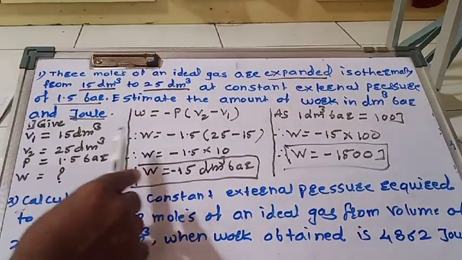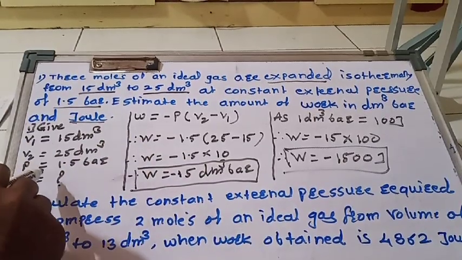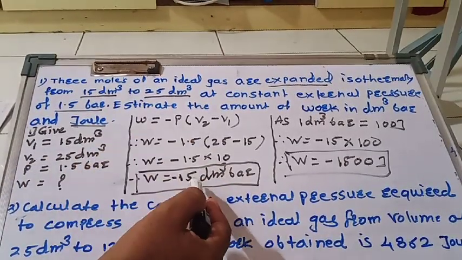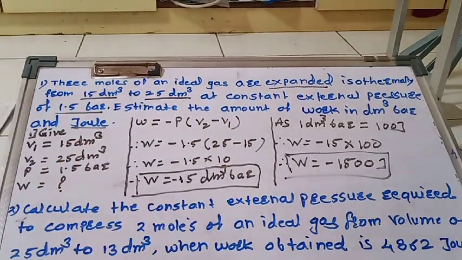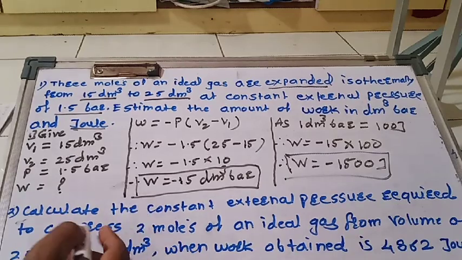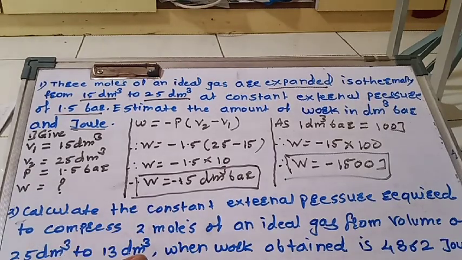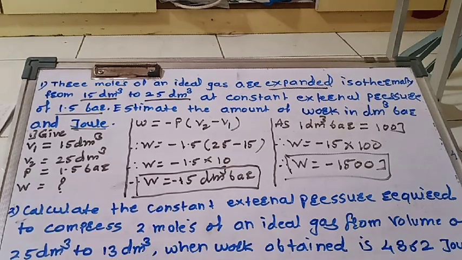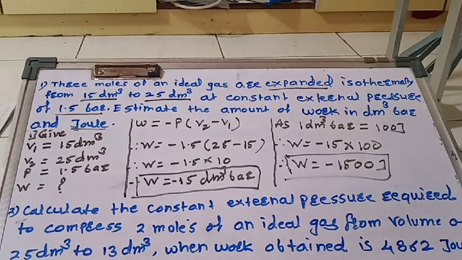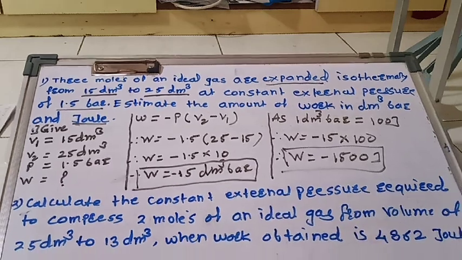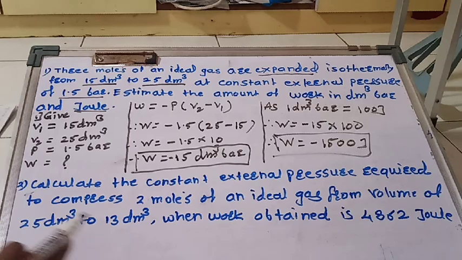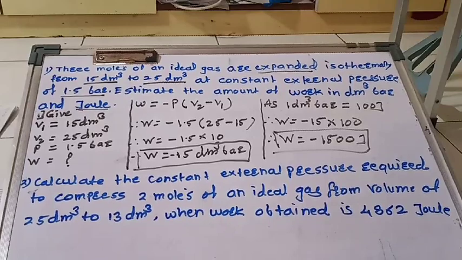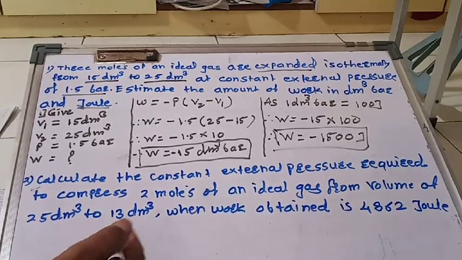So while solving such type of example, you have to first write given, then write formula, then calculate, and you will get answer in decimeter cube and joule. Next example is: calculate the constant external pressure required to compress 2 moles of an ideal gas from volume of 25 decimeter cube to 13 decimeter cube when work obtained is 4862 joules.